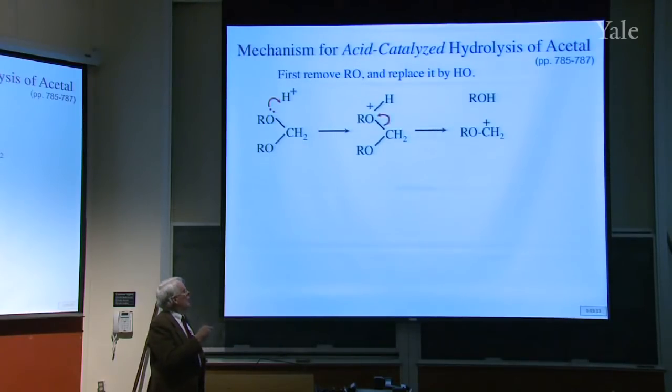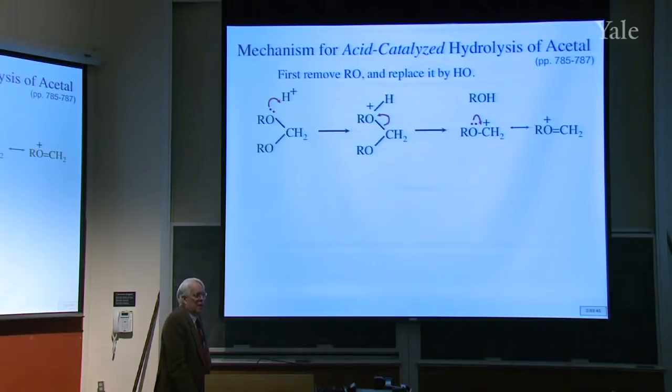Now, if this weren't RO, if it were just H, say, that would be a crummy reaction, right? Why does it work here? What's good about that cation? The lone pairs on the oxygen. Right. The vacant orbital is able to stabilize those electrons, so the thing gets unusually stable, right? So you have that, and bingo. Okay, so we've got the first RO off. Now we have to replace it by OH.